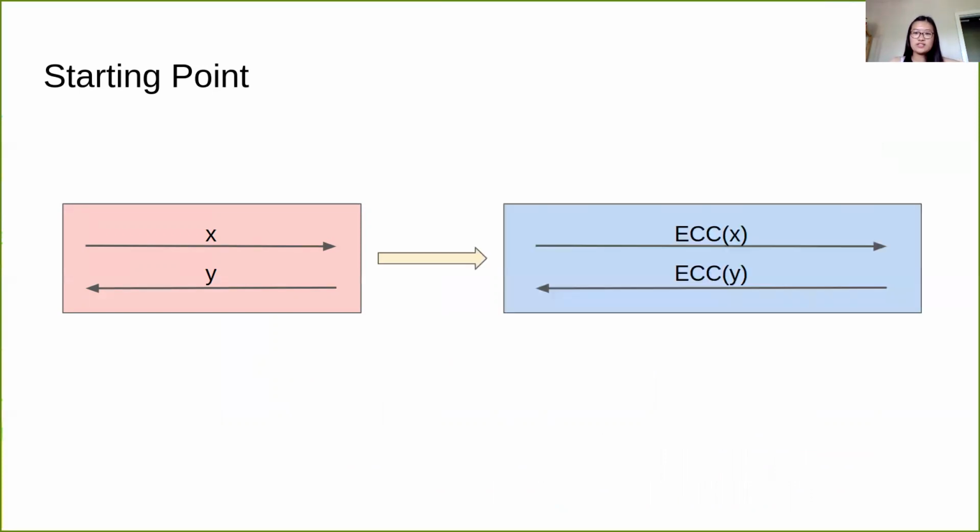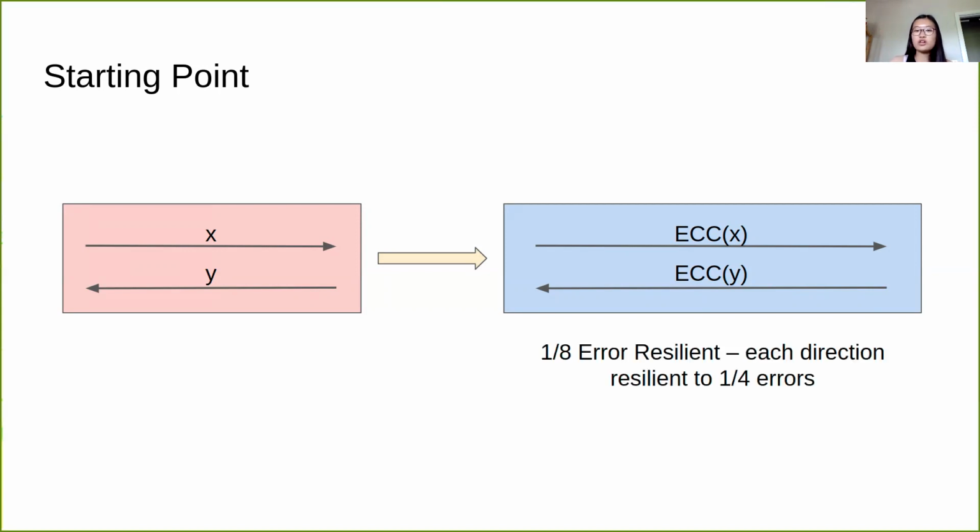Let's just consider the simple transformation where they both send an encoding of their inputs. As I said before, error-correcting codes over the binary alphabet have distance 1/2, and so you can be resilient to 1/4 corruption of an error code. Since there are 2 directions and both parties have to learn the other person's input correctly, the total protocol has 1/8 error resilience. So each direction is resilient to 1/4 errors. So this isn't good enough. We're really aiming for 1/6.